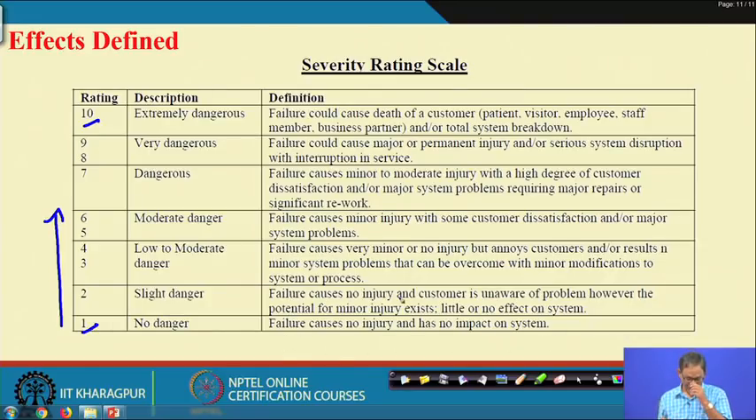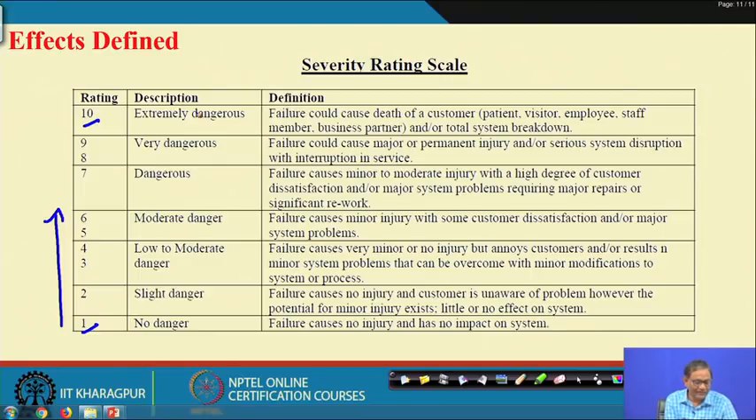Okay. So, maybe at the beginning you may eliminate some of the things while selecting what modes you will consider, but even then something will remain, and in that case if you find that the thing is like this, no danger, put 1. Like 10, failure could cause death of a customer, so it is a fatality case. So, you give it is extremely dangerous, put 10.